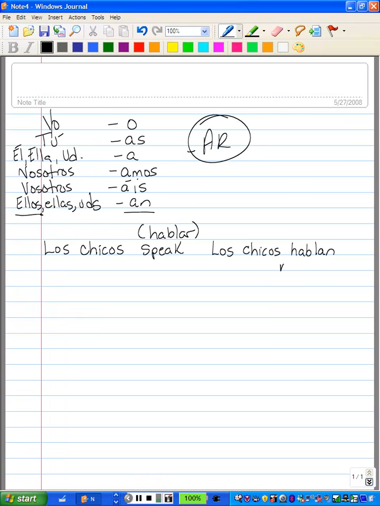So you could say los chicos hablan mucho. They talk a lot or speak a lot. Or you could say los chicos hablan español. They speak Spanish. Or los chicos hablan inglés. They speak English.